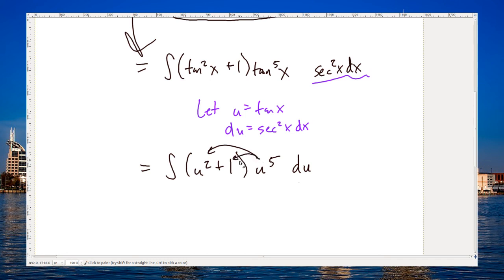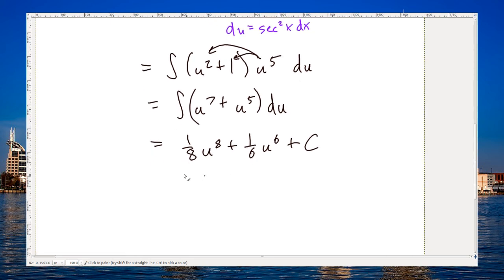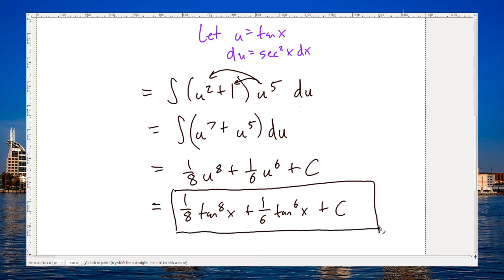I'll multiply out that u to the 5th. And that gets me 1/8 u to the 8th plus 1/6 u to the 6th plus c. And all my u's are actually tangents. Right here we see everything that has a u is really tangent. And that wraps it up.